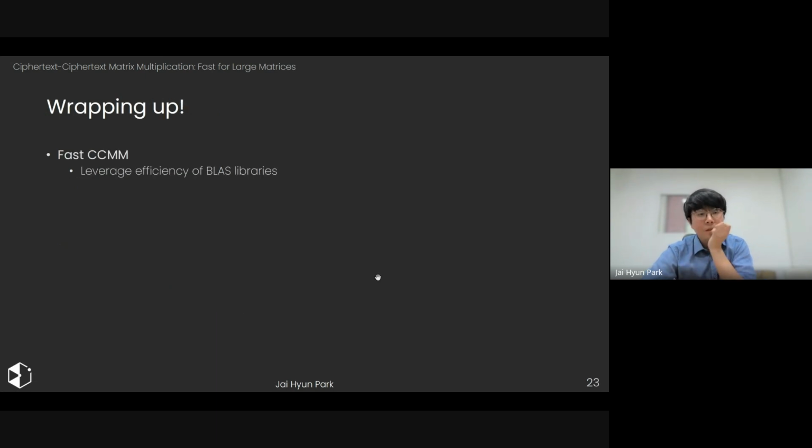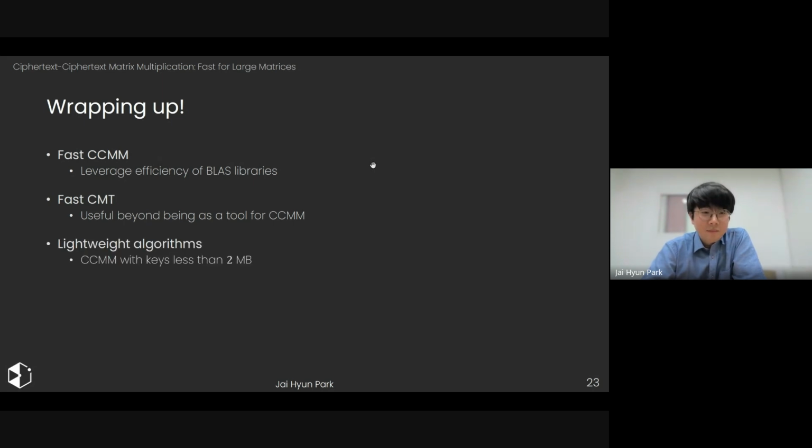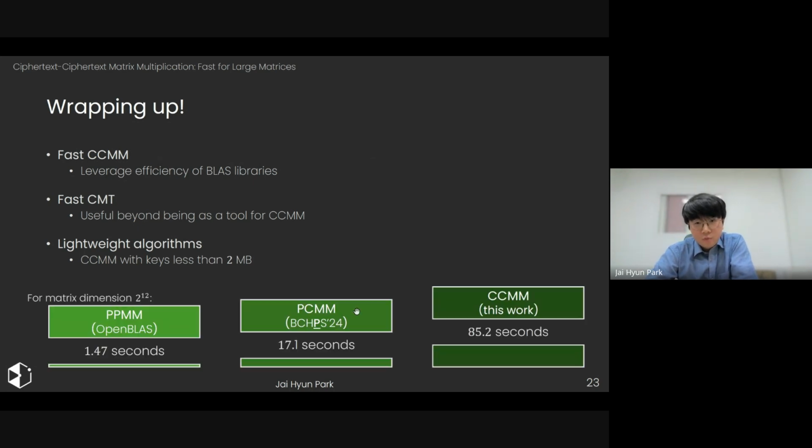Okay, let's wrap up. In this talk, I introduced a fast CCMM algorithm. We fully leverage the high efficiency of BLAS libraries for the sake of CCMM. I also suggested a fast CMT algorithm, which I believe would be useful beyond being a tool for CCMM. There are also lightweight algorithms for both CCMM and CMT. Previously CCMM was not very scalable in terms of dimensions, but now we have a pretty good algorithm for large matrices.